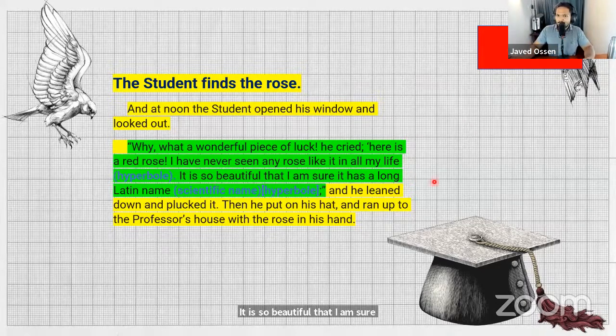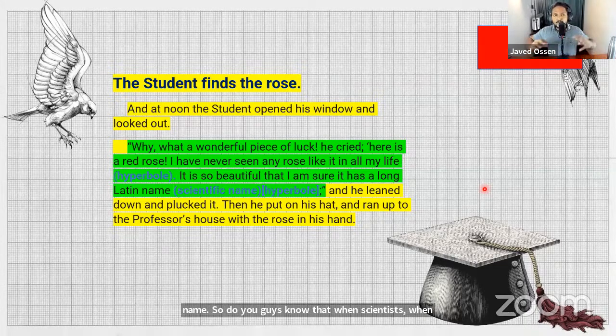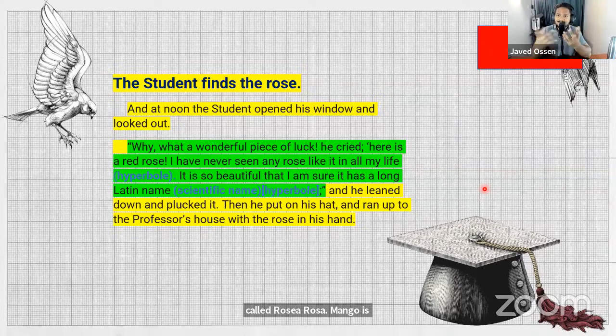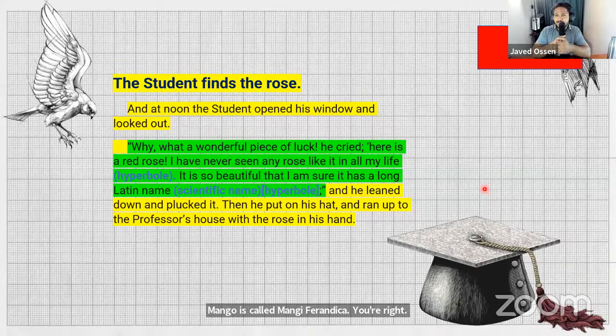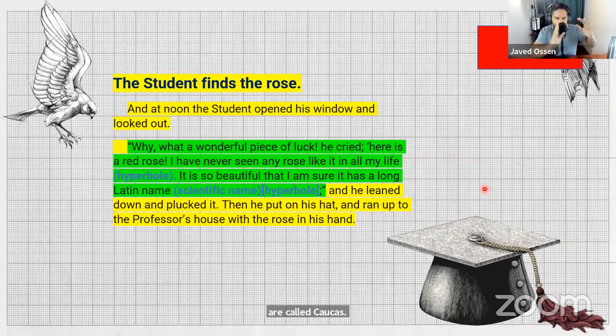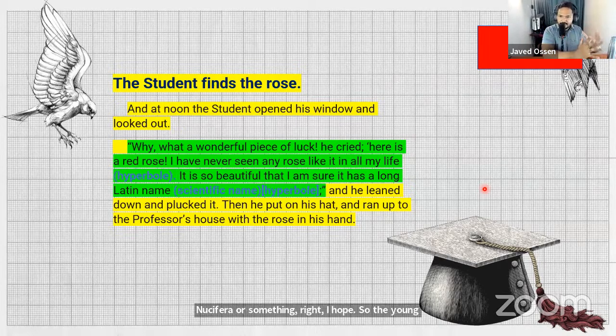Do you guys know that when scientists find new species of animals or plants, they give them a long Latin name? For example, elephants are called Elephas maximus. Rose is called Rosa rosa. Mango is called Mangifera indica. Coconuts are called Cocos nucifera, I hope.